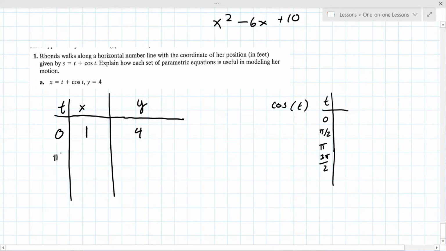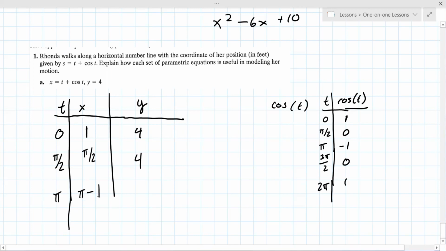Now let's go pi over 2. Cosine of pi over 2 is 0. So that's 0, but then we're adding it to pi over 2, so this becomes pi over 2, and y is 4. Now let's do it at pi. Cosine of pi is minus 1. T is pi, so this becomes pi minus 1.